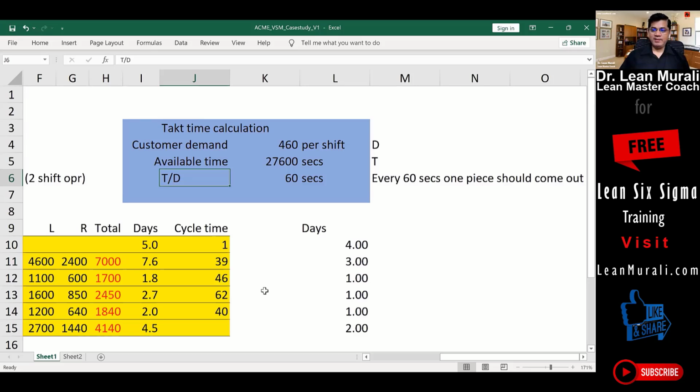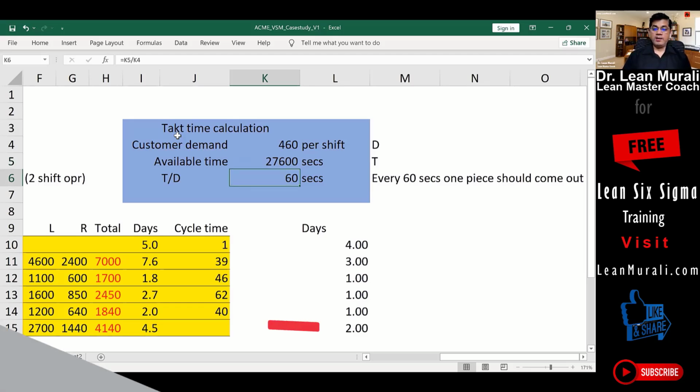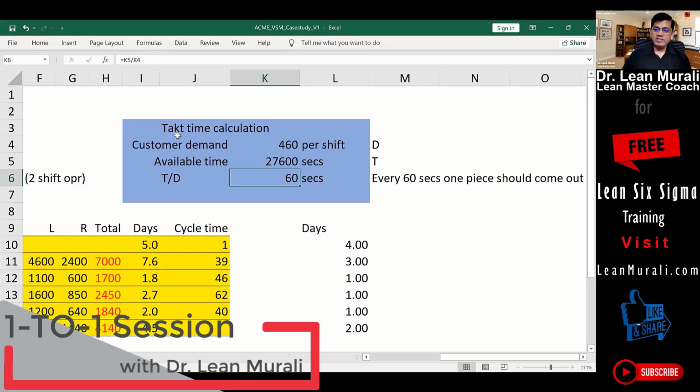In fact, in one of the modules, we'll talk about different times, even good times and bad times also. So there we will discuss turnaround time. What is that? Turnaround time is generally used in software, SLAs, like BPOs. And here we use what is called a takt time calculation. So available time by customer demand. Customer demand is 460 per shift and available time is 27,600 seconds per shift. So takt time is the drum beat: every 60 seconds you will have to produce one component.